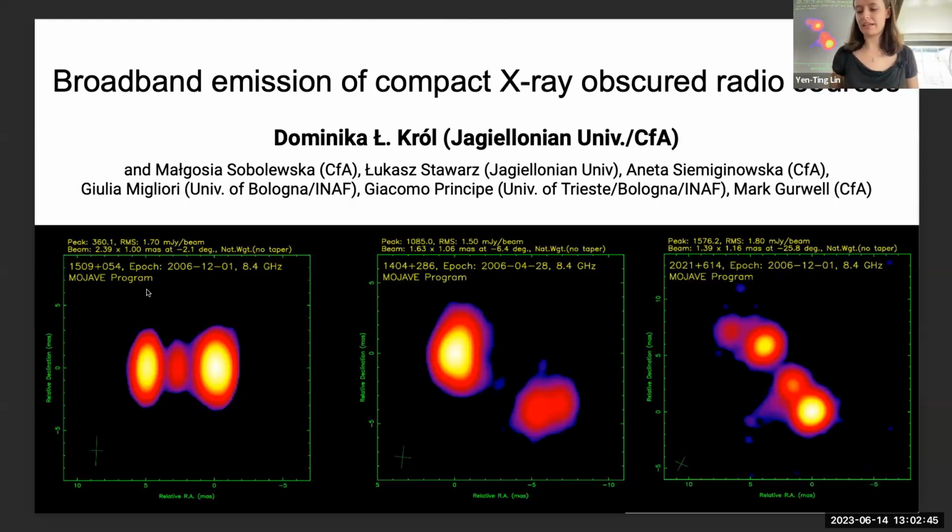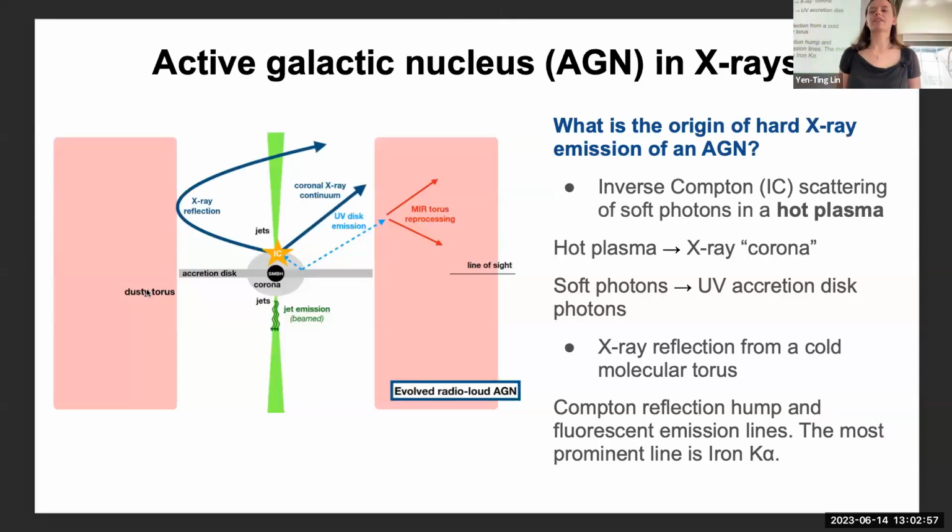So today I would like to talk about the project which I was working on during my stay at CfA: broadband emission of compact X-ray obscured radio sources. And let me start with a brief introduction about the X-ray emission of AGNs in general.